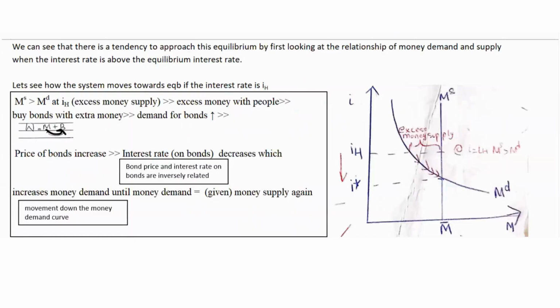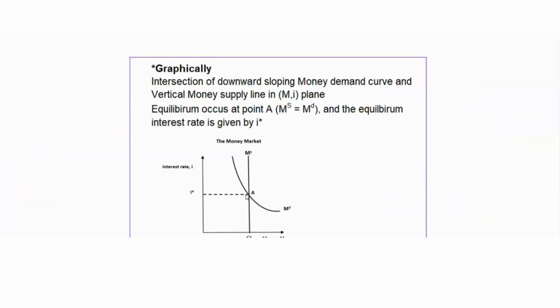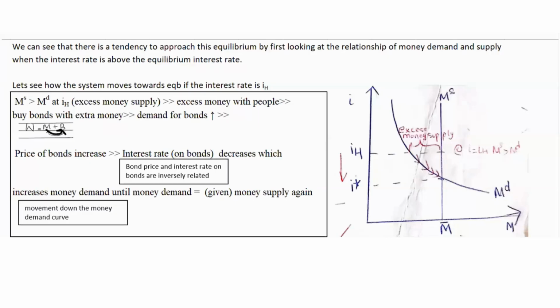We can see that there is a tendency to approach this equilibrium where MD is equal to MS by first looking at the relationship of money demand and supply when the interest rate is above the equilibrium interest rate I star. So let's see how the system moves towards equilibrium if the interest rate is IH, an interest rate above the equilibrium interest rate. At IH, MS is greater than MD.